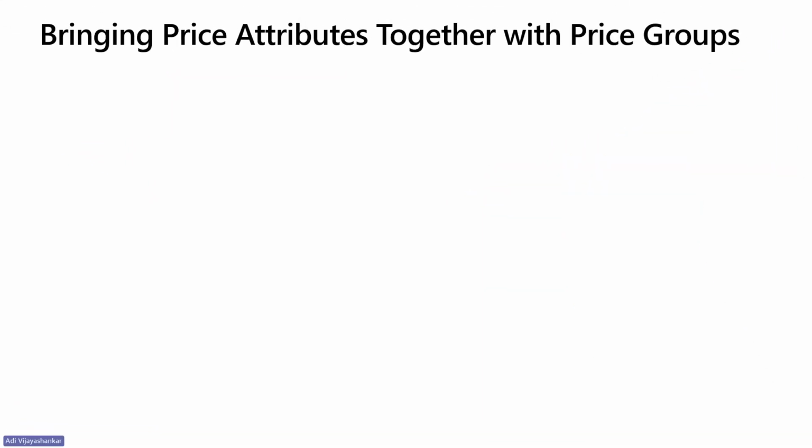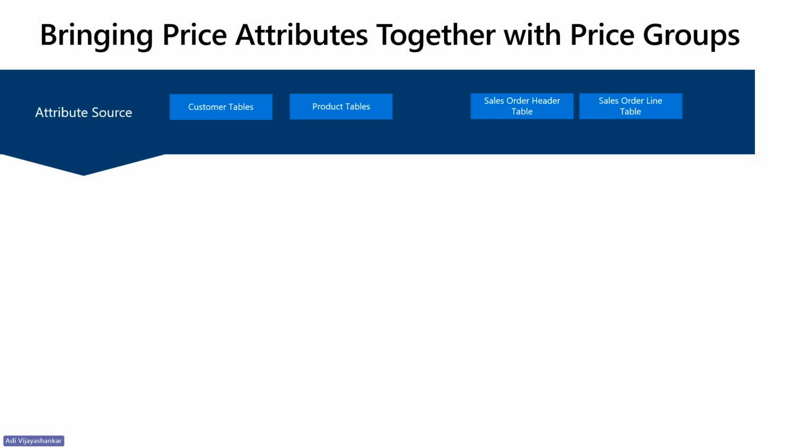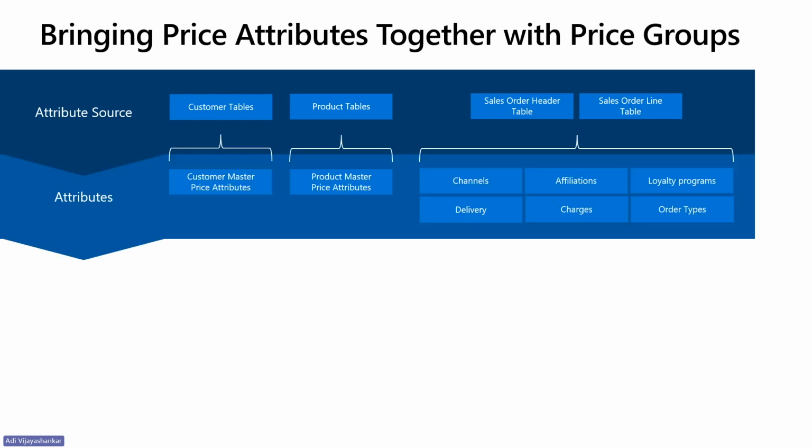So let's take a closer look at how all the parts of unified pricing come together to provide a flexible, powerful solution. So first, you'll start with an attribute source table. These could be customer tables, product tables, or sales order tables. From these, you'll pull attributes that matter for your pricing strategy.